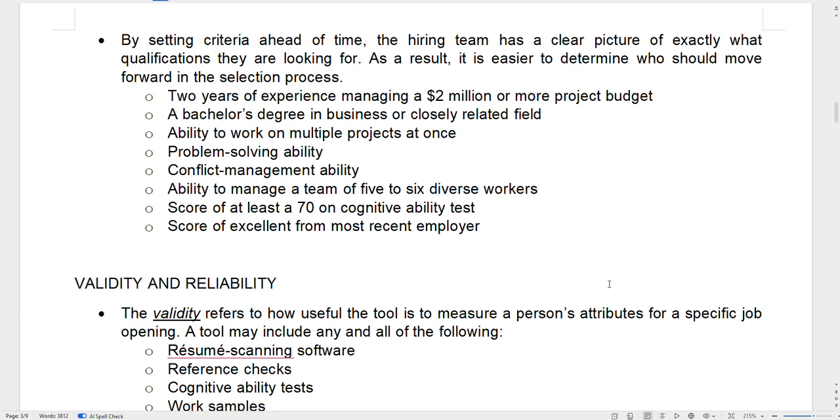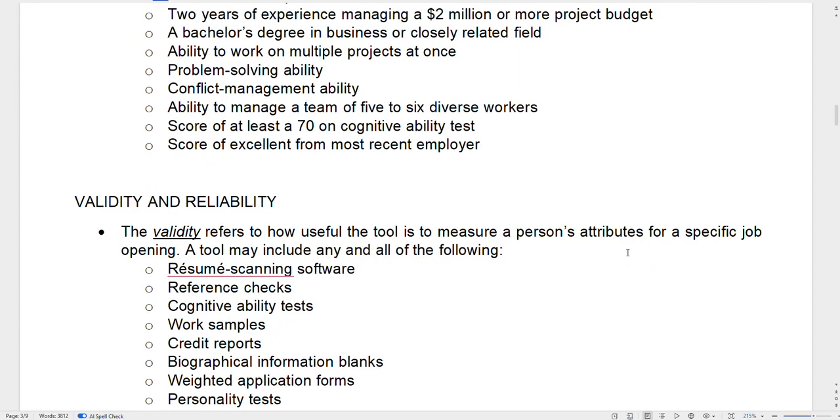Validity refers to how useful the tools is to measure a person's attributes for a specific job opening. Tools may include any of the following: resume scanning software, reference check, cognitive ability tests, work samples, etc. So marami kasi tayong pwedeng gawin. Kasi we have to validate whether this person's attribute is legit or not.